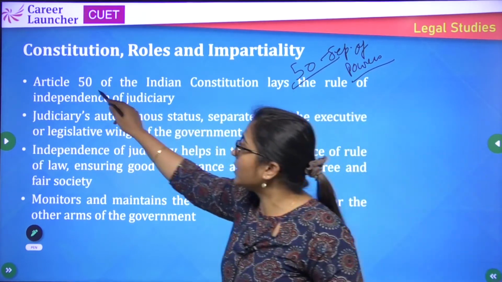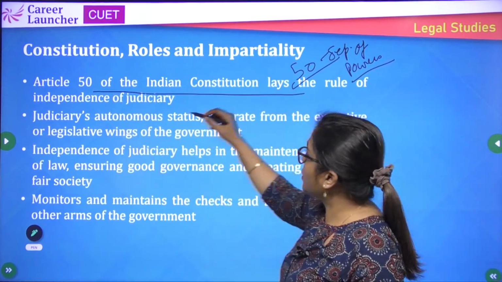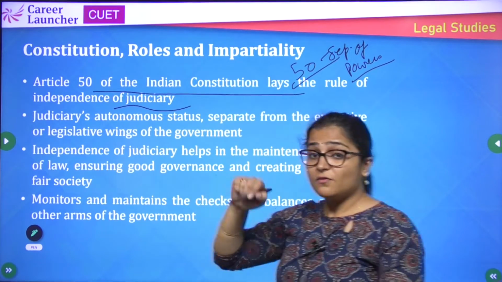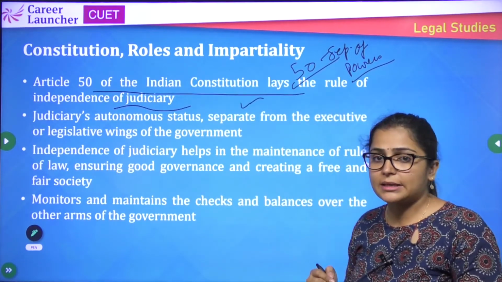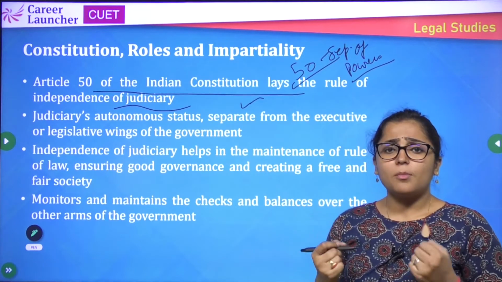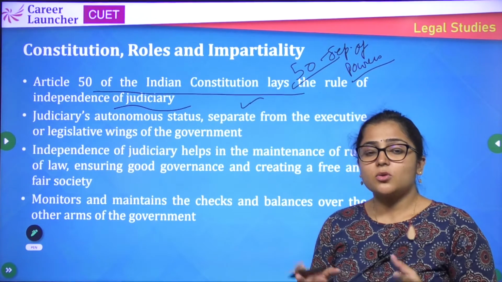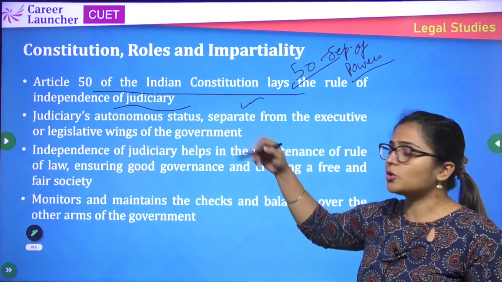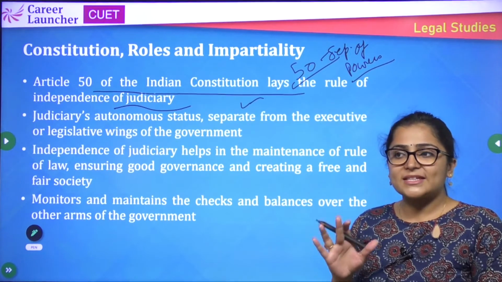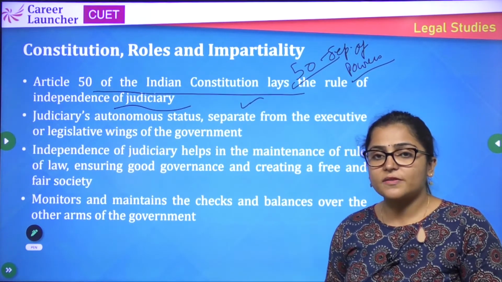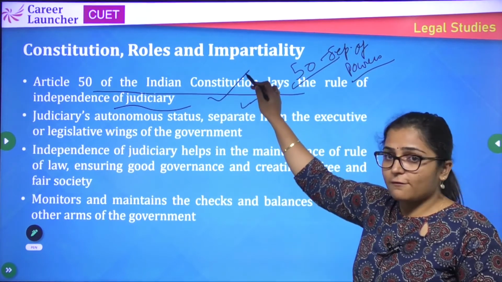That's why we have Article 50 of the Indian Constitution, which lays down the rule of independence of the judiciary, which clearly states that the legislature will not give judgments. That means you are giving the full power to the judiciary to give judgment. You are giving the power of judicial review. That means you are trying to maintain the independence of the judiciary. You are stating that the legislature and executive cannot curtail the power of the judiciary. Hence Article 50 plays a very important role.